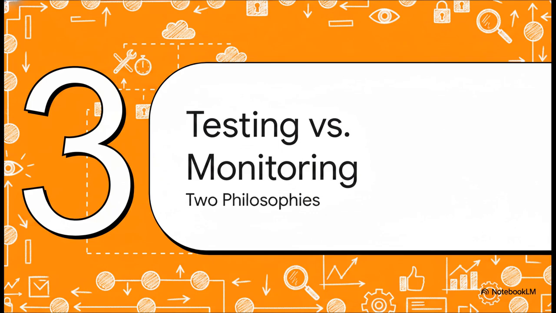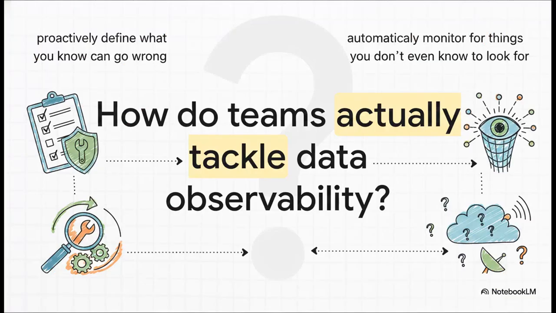So, we've got the 5 pillars. But how do teams actually implement all this? Well, it turns out there are 2 main philosophies for getting to data trust, and they really approach the problem from different angles. And this is the central question for any team starting their observability journey, isn't it? Do you proactively define all the things you know can go wrong, or do you set up a system to automatically monitor for things you don't even know to look for?